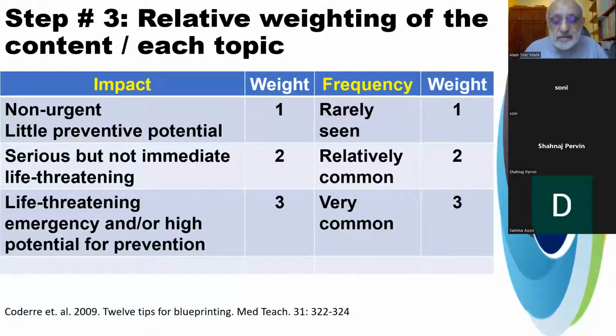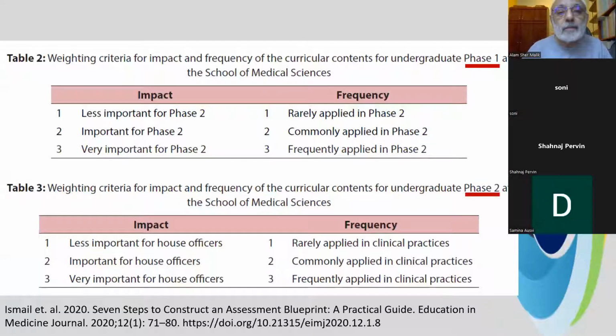Now, please keep these things in mind because we will be using these figures when we calculate or use the blueprint for assessment. Here is an example, and the first one is undergraduate phase one. That means these students are going into phase two, and this impact and frequency is calculated based on the next stage of the student.